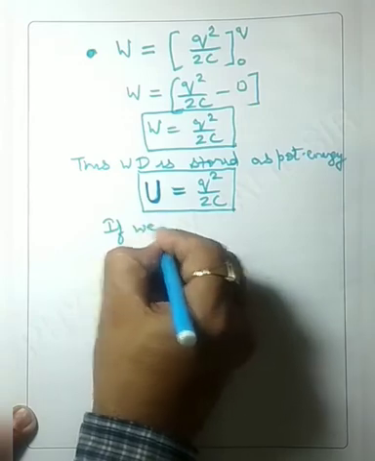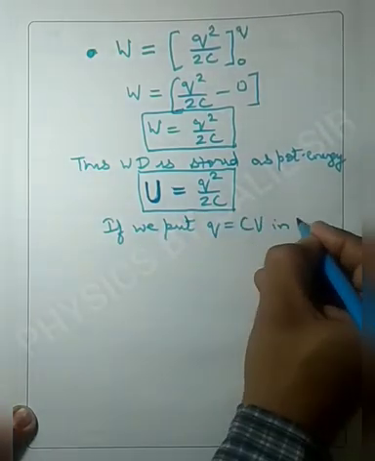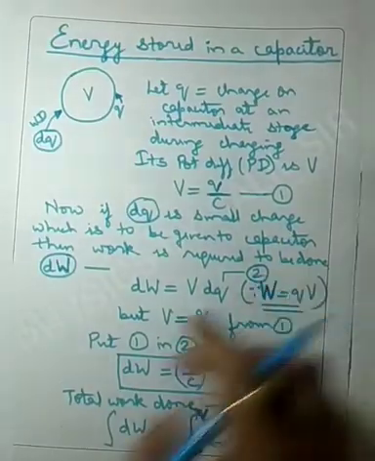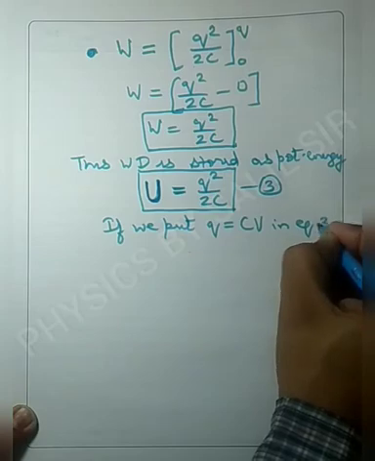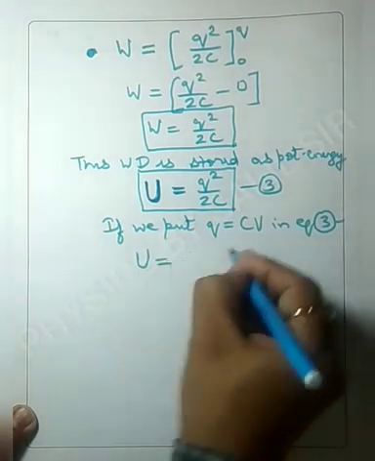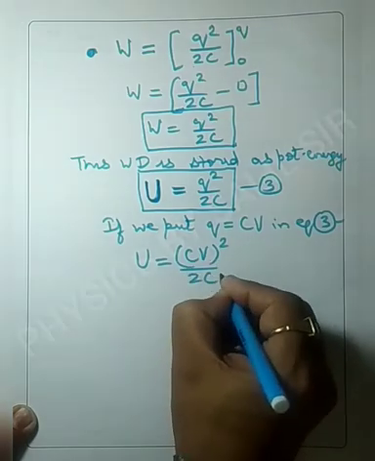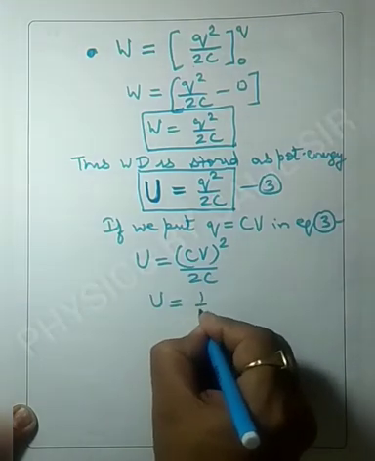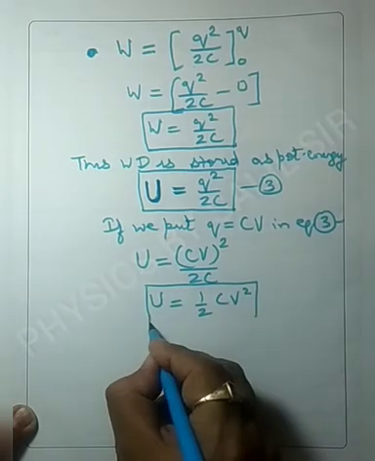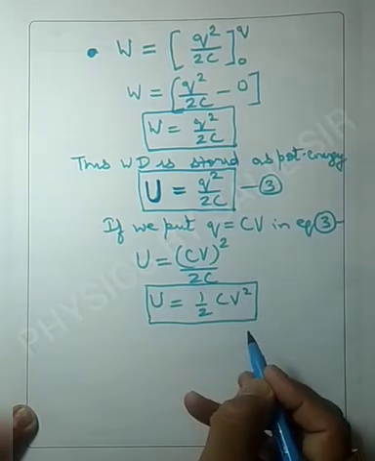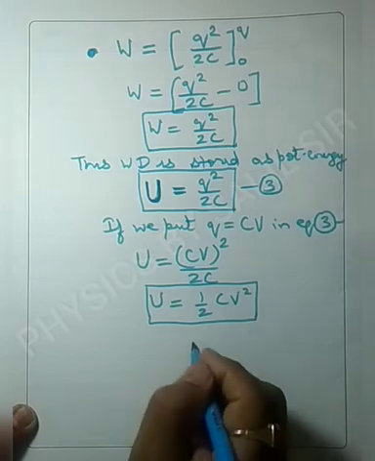If we put Q is equal to CV in equation number 3, then in place of Q we can write CV whole square upon 2C, means U is equal to half CV square. Finally we got the second expression by which we can find out the potential energy stored in the capacitor.